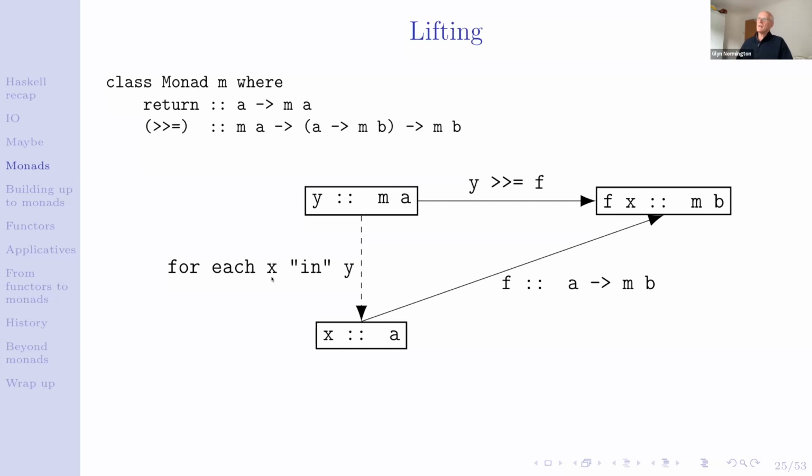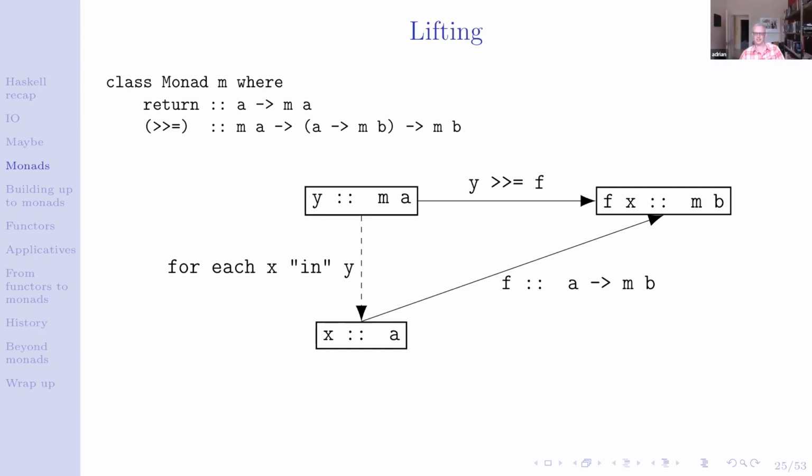And because there might be multiple x's in y, and we'll come on to that later, these somehow get merged together. So if you think in terms of I/O, the I/O context for y gets carried across into the I/O context for the result. And yeah. Does that make some sort of sense? It's not an easy one to explain.